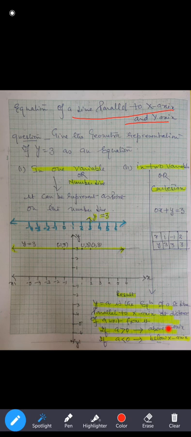Means if y is equal to 3, then the distance of the graph is 3 units from the x-axis. If it is positive, then it is above the x-axis, and if it is negative, then it is below the x-axis. Means if a is greater than 0, then the line is above the x-axis, and if a is less than 0, then the line is below the x-axis.